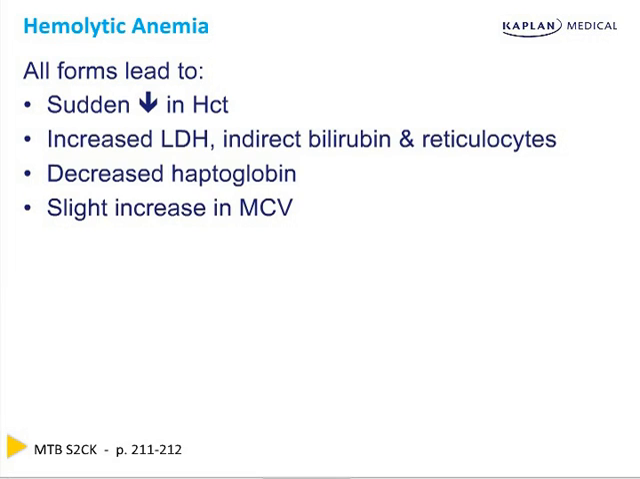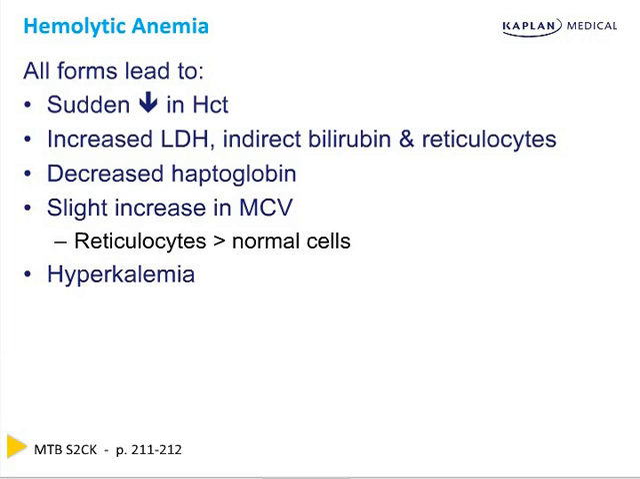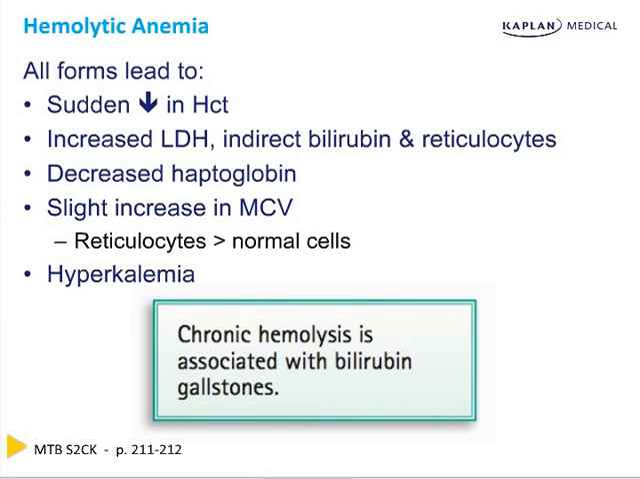Now, there's a slight increase in MCV, and that's because reticulocytes are slightly larger. If every cell in the body was a reticulocyte, the MCV would be about 120. However, since we're talking about just 10 or 20% reticulocytes, a reticulocytosis alone just brings up the MCV 5 or 6 points. Hyperkalemia can happen if it's really massive, because 95% of the potassium in the body is intracellular.